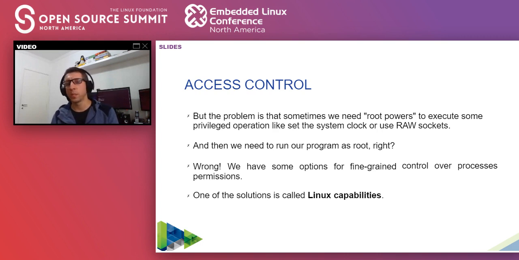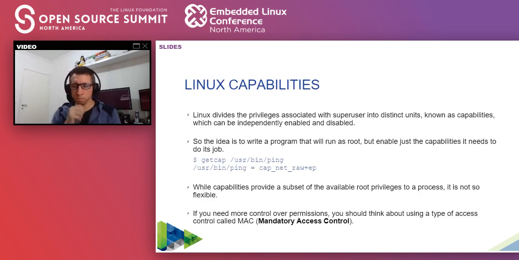One thing you could do is use Linux capabilities. The idea of Linux capabilities is to help you drop the privileges of a root user. So your application would just enable the capabilities it needs and then drop the rest. So if an attacker exploits your software, they only get the capabilities that you enabled.